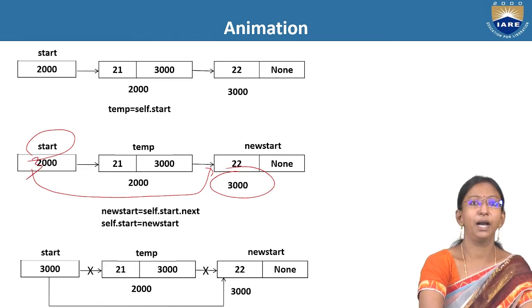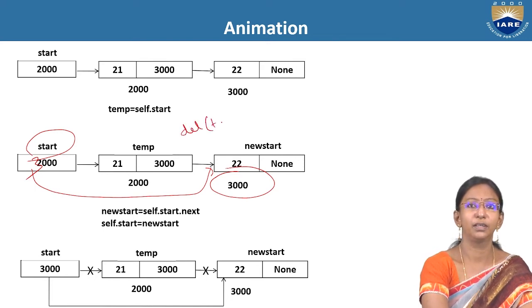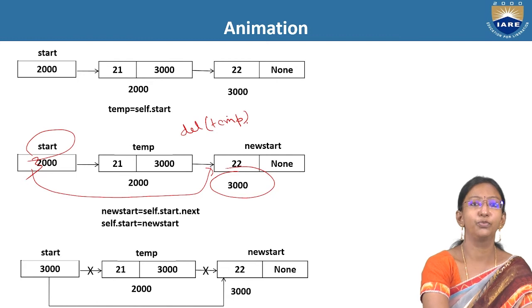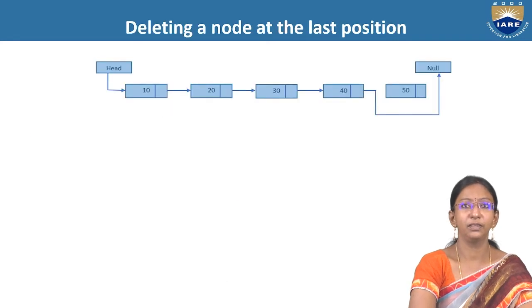Very simple. Thereby, I'm going to use a very simple statement like delete temporary. Thereby, I'm going to free the memory allocated for the first node. So this is how I can delete a node at the front end.